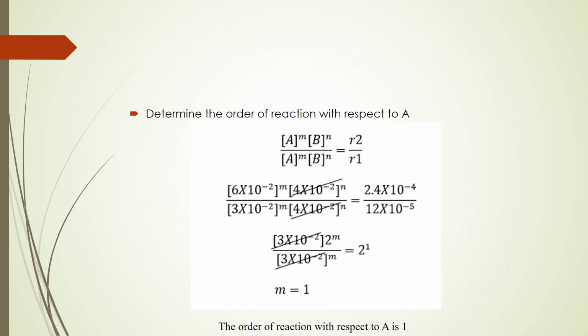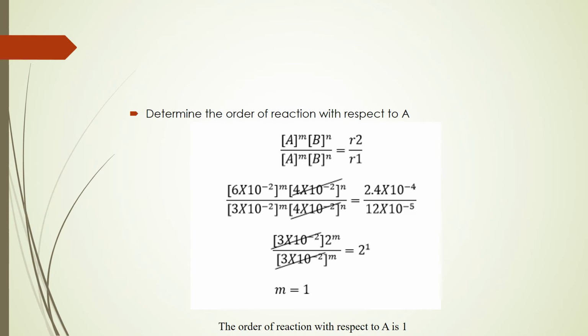Now we can cancel out the term for B. Then we have 6 times 10 minus 2 to the power of m over 3 times 10 minus 2 to the power of m, which equals 2 to the power of 1, because of what we saw for the initial rate. Now 6 is actually 2 times 3, so we take the 2 outside from the bracket.